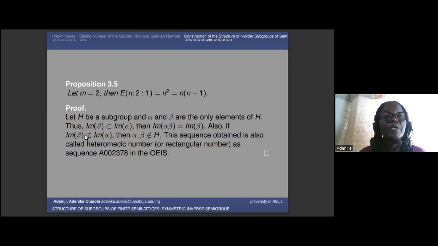And if the image of beta is not contained in the image of alpha, then it means the 2 elements are not in the subgroup. So we obtain a sequence using this. And this sequence, of course, is in the Online Encyclopedia of Integer Sequences with this number. And this number is known as a heteromecic number or rectangular number.